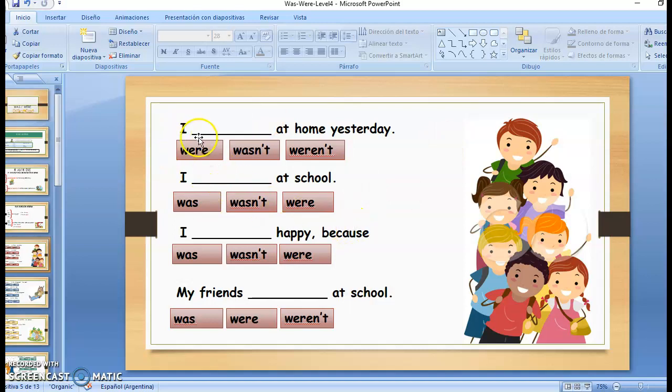Entonces dice I, where, wasn't o weren't. Nosotros sabemos que I va con qué, con was o con wasn't. Entonces el que iría sería wasn't. En el caso número 2, I wasn't at school.